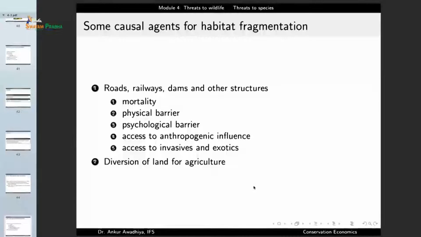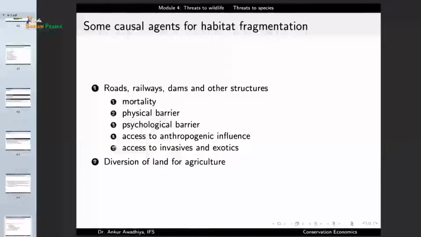Now, how does habitat fragmentation occur? The causal agents include things like roads, railways, dams, and other structures. And these linear infrastructures of roads and railways not only cause mortality, they act as a physical barrier because of which the animals are not able to cross them. They act as psychological barriers. So if you consider a road with heavy traffic, if the animal wants to cross to the other part of the habitat, it will not be able to do that because of the fear of getting hit by one of these vehicles.